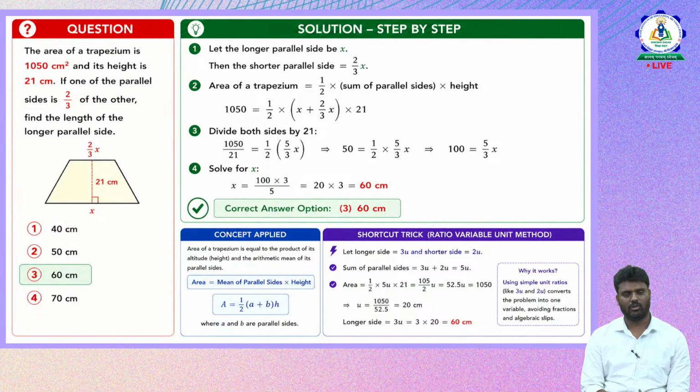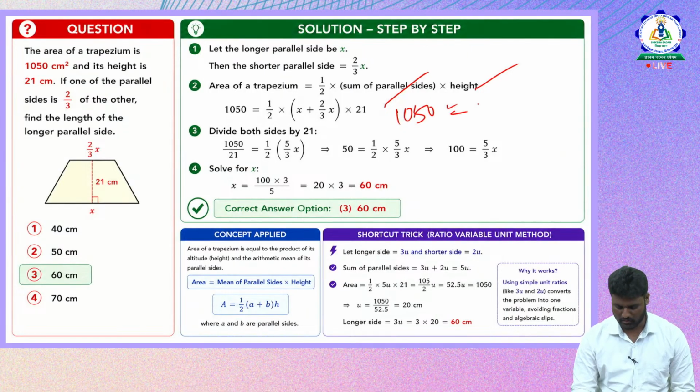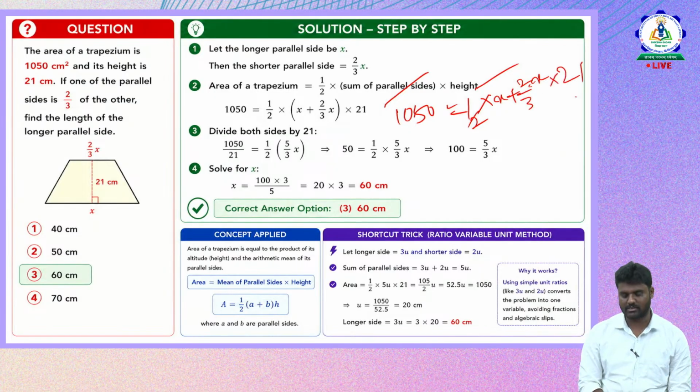So now the area of the trapezium will become half into the sum of the parallel sides into height. What is the area of the trapezium from the question? 1050 centimeter square. Now half into the sum of the parallel sides: one side is 2 by 3x, another side we are assuming is x. So the sum of the parallel sides is x plus 2 by 3x, or 2x by 3, into the height, which is 21 centimeters.